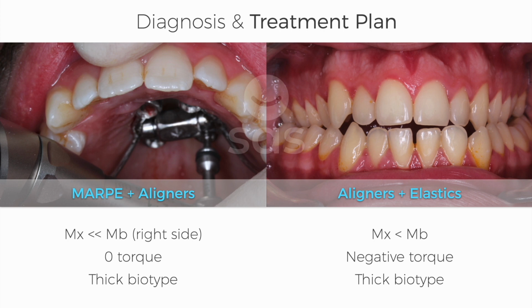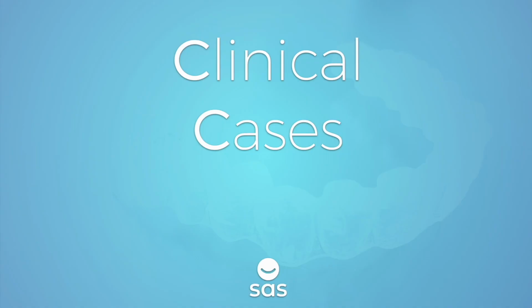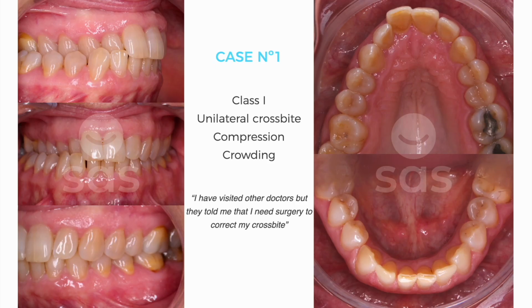Once we understand the principles to determine the correct treatment plan, we can take a look to a few cases to explain in detail how we should plan them. Let's start off with a case of a unilateral crossbite in a 55-year-old patient who had been told that her case could only be solved with surgery.